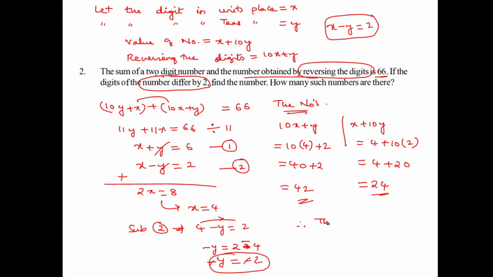So therefore, the required numbers are 42 or I can say 24, right? Hope this is clear to everyone. Let's look at the next one.